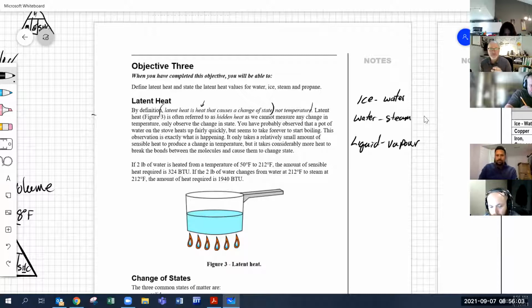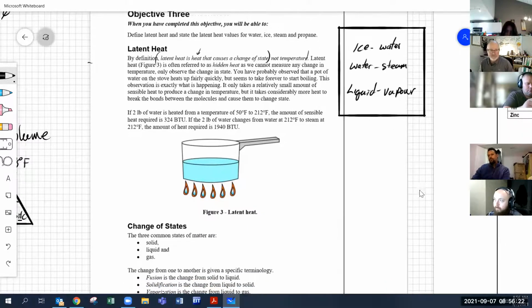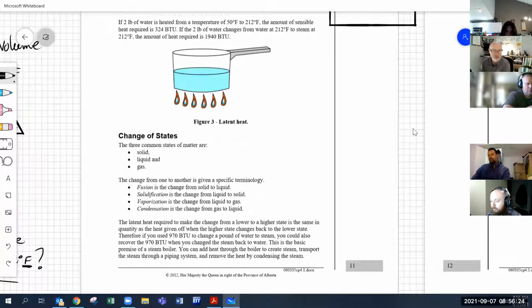So these are basically the changes of state that we have to be concerned about. Now, through scientific experimentation, they come up with these numbers, okay? And we'll go over this. I'm not a big fan of this little temperature change thing here, but here we go. So here's the 3 states of matter.